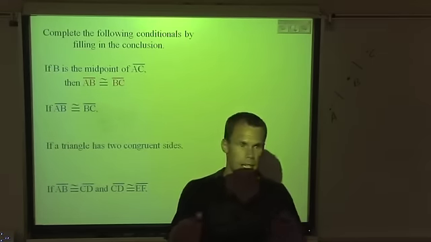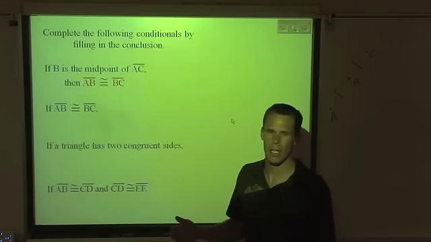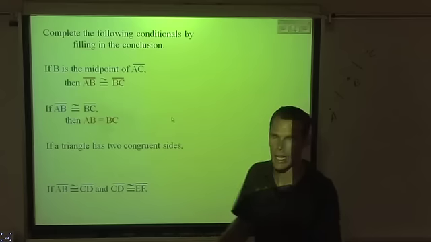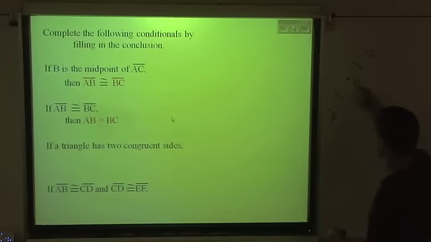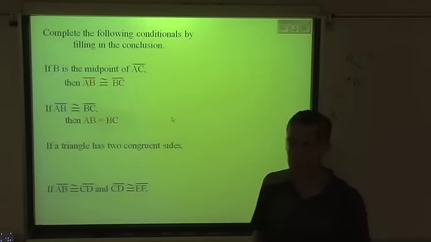What does that mean? If AB is congruent to BC, we can make a conclusion. They're equal. They have equal length. Oh, well, if AB is congruent to BC, then if AB is 10, BC is 10. They have equal number value.